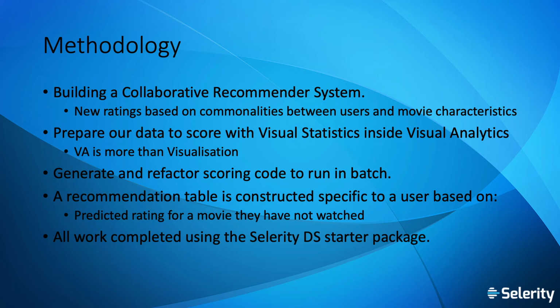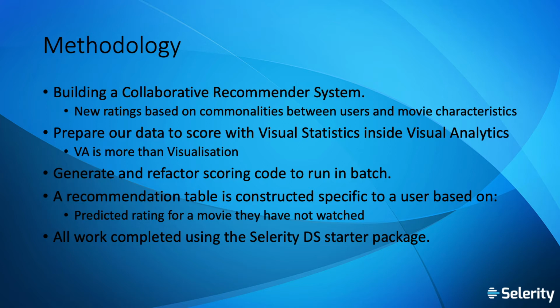In our last webinar, we built a simple demographic content-based recommender system using some simple statistical inferences. In this webinar, we'll start to move more towards a collaborative recommender system by building new predicted ratings based on the commonalities of users and the movies that they've rated against those that they have not rated in the past. We're making an assumption here that if a user has not rated a movie, then they have not watched it, and that is grounds for recommending it.